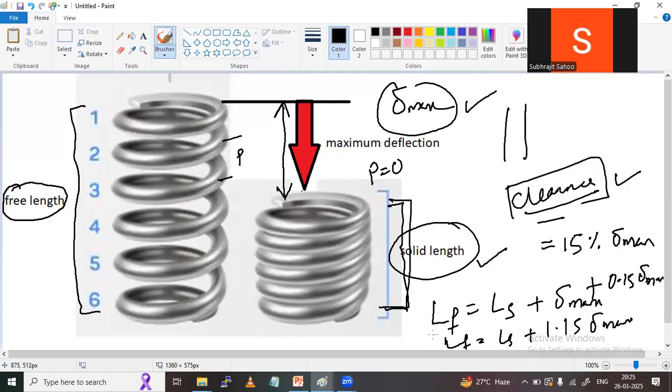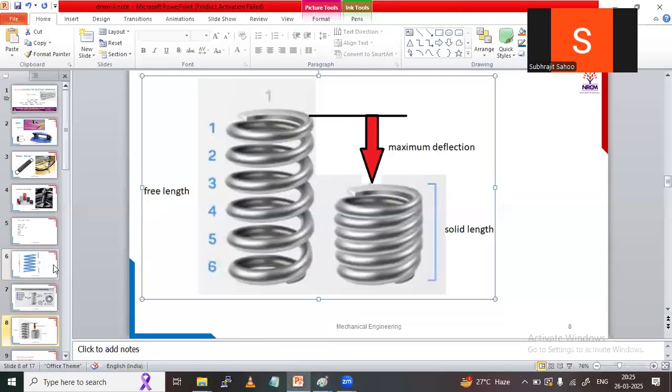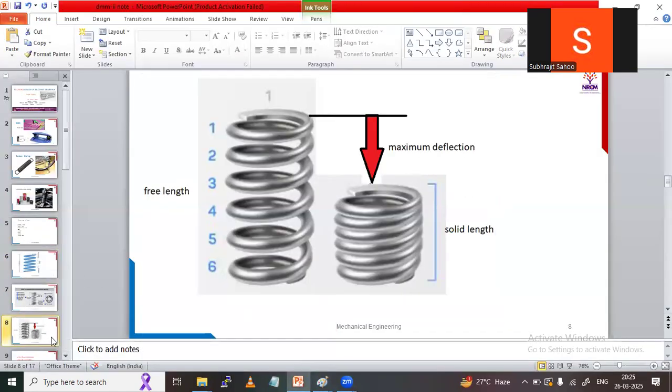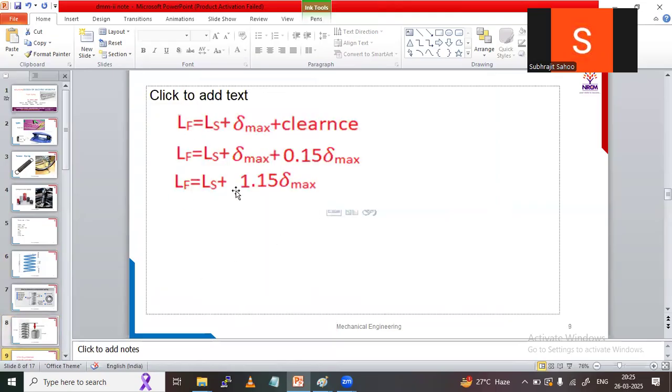When the company manufactures, it has to manufacture this much free length based on this load. How much load is applied here? Suppose P load is applied. For this P load, he has to manufacture a spring whose free length should be LS plus 1.15 delta max, right? This is the derivation. How it is derived, I just explained. What is the next, sir?